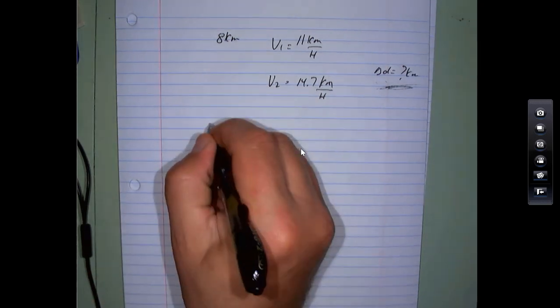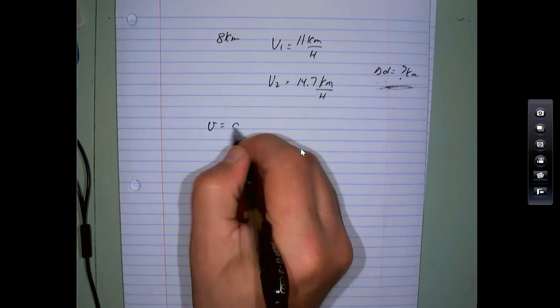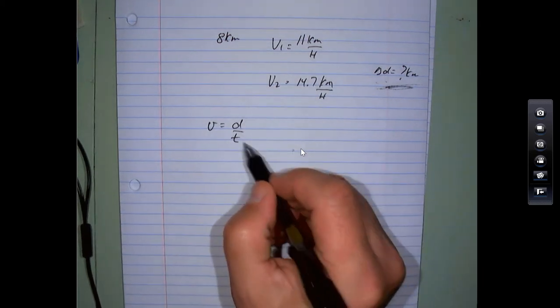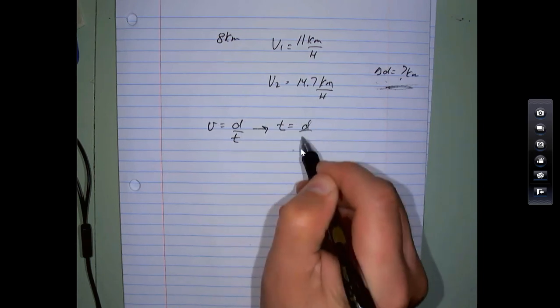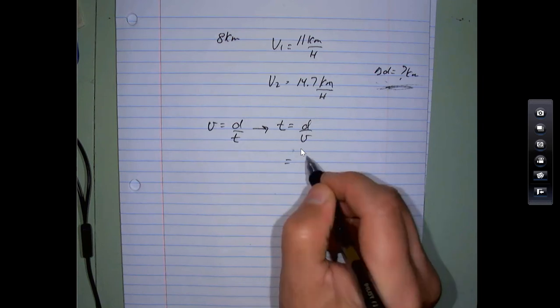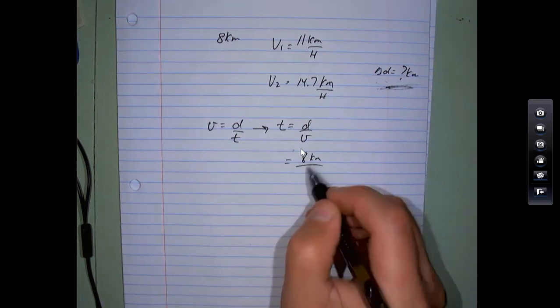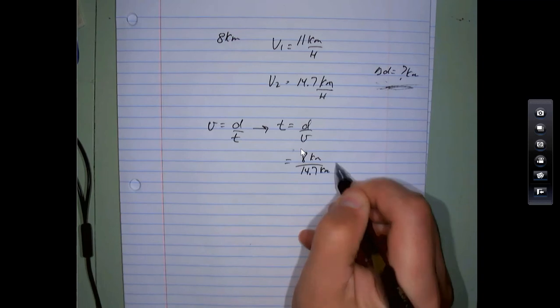So remember, the speed is the distance divided by the time. So let's figure out how long it takes the faster runner to finish the race. And then once we know the time it takes the faster runner to finish the race, we can see how far the slower runner has run during that time, and then figure out how far that runner is from the finish line. Okay, so we'll have to do a little bit of algebra. So time turns out to be distance divided by speed. So the distance is 8 kilometers. The faster runner is running at 14.7 kilometers per hour.